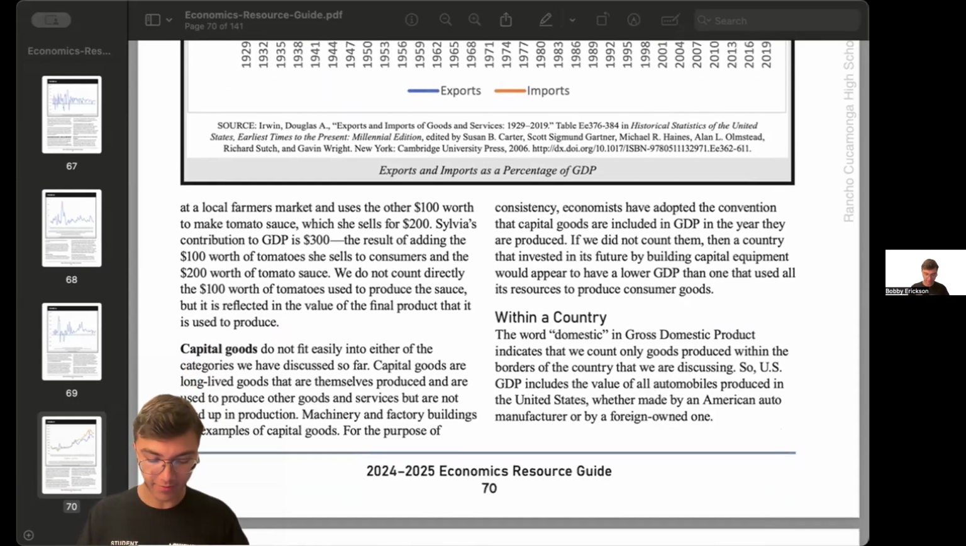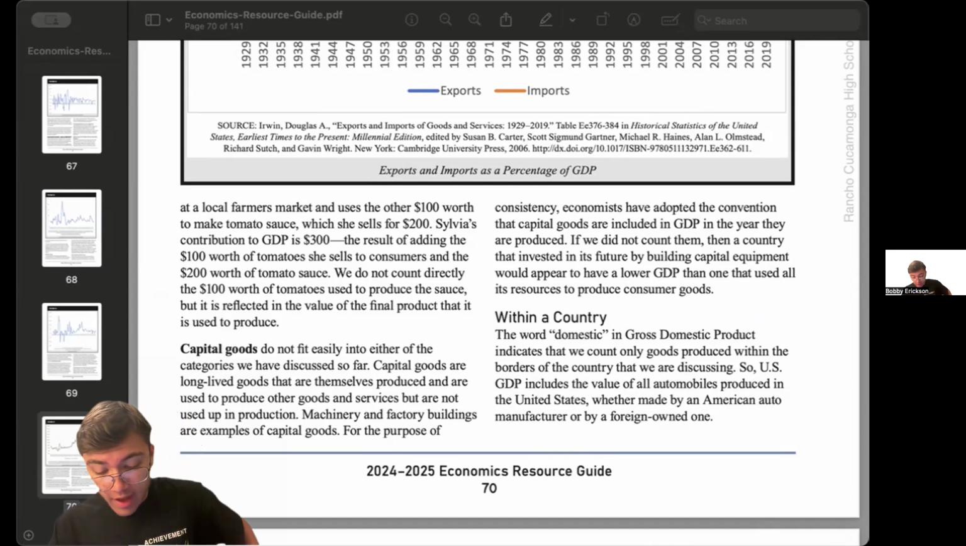Then we have the idea of capital goods, which actually don't fit into either intermediate or final goods. These are goods that are used to produce other goods and services but aren't used up. So, for example, a machine or a factory building. Just for the sake of being consistent with our measurements, economists have decided that these capital goods, these goods that are not used up in production but are used to create things, are included in GDP in the year that they are produced.